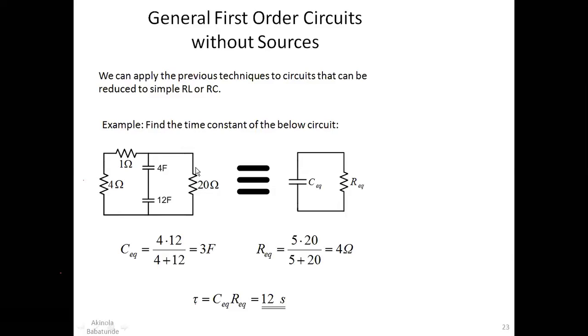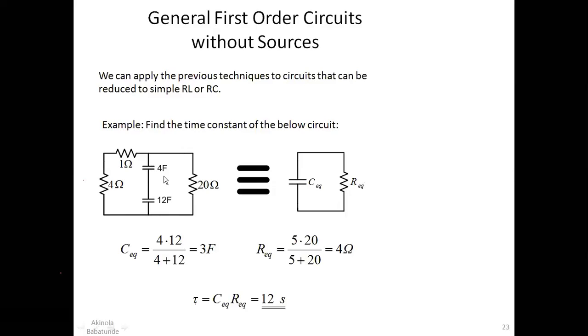So if you deal with them that way, total resistance in the circuit, or R equivalent, will be 5 parallel 20, and that will be 5 times 20 over 5 plus 20. That gives us 4 ohms. Okay, so your R equivalent is going to be 4 ohms here.